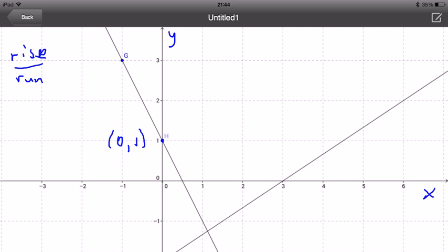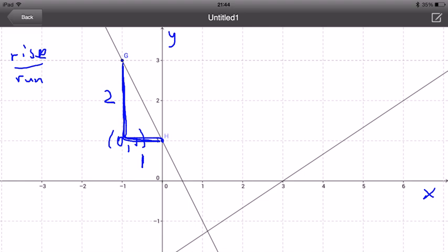Okay, so let's figure out what the gradients are for these two lines here. Looking at this line with G and H on it, all we need to do is draw a triangle in between any two points, but it's easier to choose points that are exact whole numbers. It makes things easier, right? So the rise here is 2, and the run is 1.